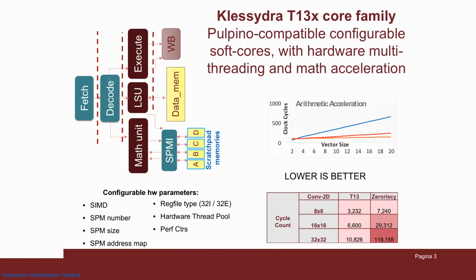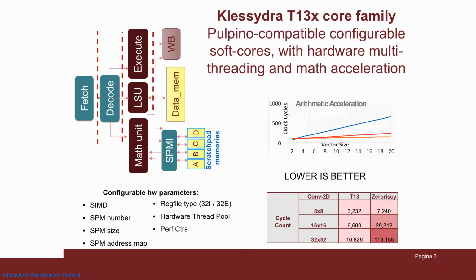Okay. So we have this family of processing cores called Classidra. And what I'm presenting today is a very parameterized core. It's very configurable. We can configure the number of threads, the register file type. It's a 4 pipeline stage core. It has a mathematic accelerator, and it's connected to scratch pads. And you can configure the number of scratch pads and the SIMD width for that accelerator. And we tailored this accelerator for neural networking applications.